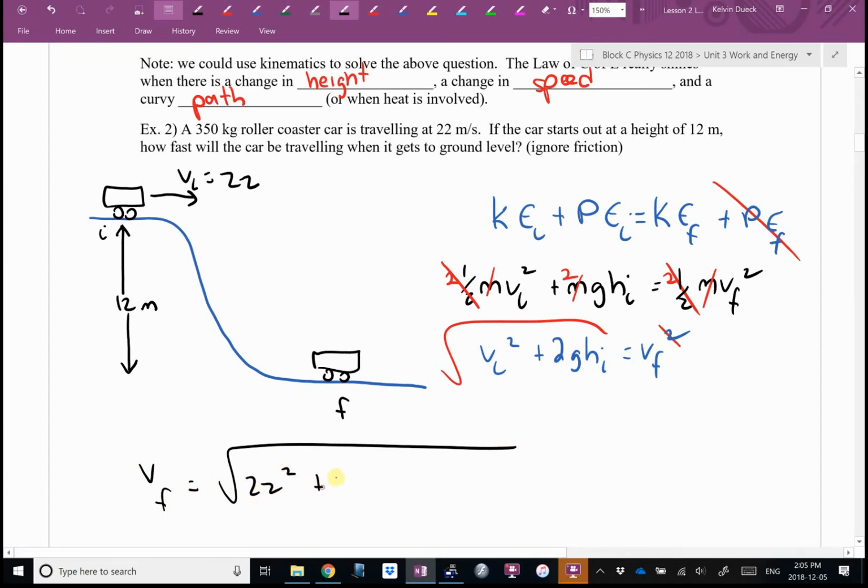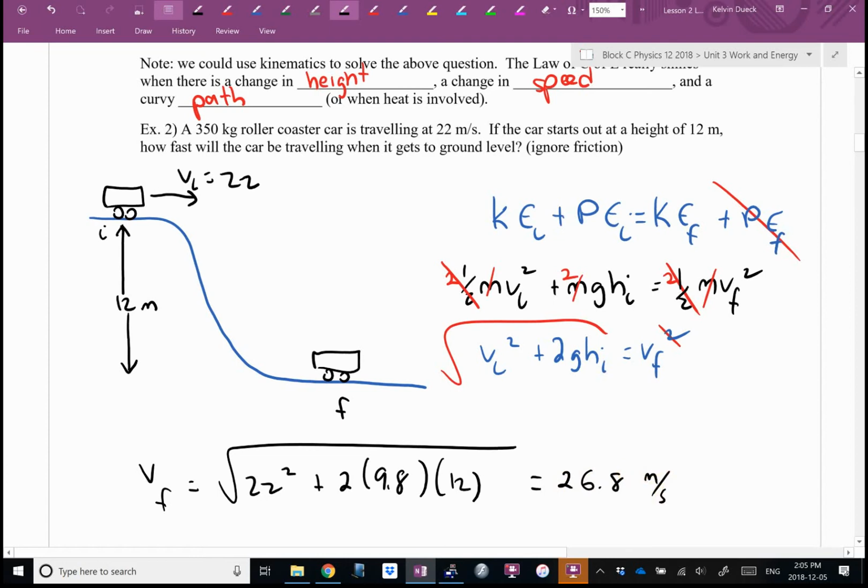22 squared plus 2... Now, there's a bit of a built-in error check. Gabe, you said you'd been on a roller coaster before? I know my speed at the bottom is faster. I know the answer better be bigger than 22, or I've messed up. Or I want my money back on that roller coaster. I mean, that's the other possibility, I guess. That's a lame roller coaster, possibly. What do you get? 26.8 meters per second.